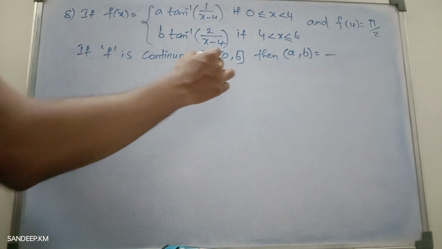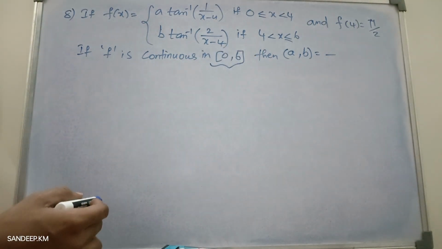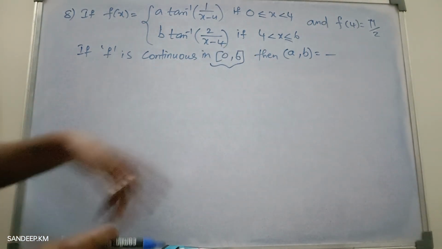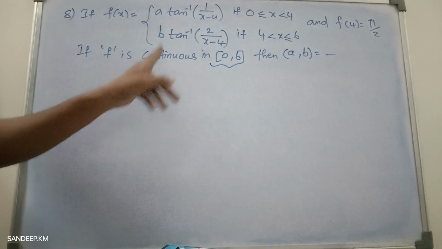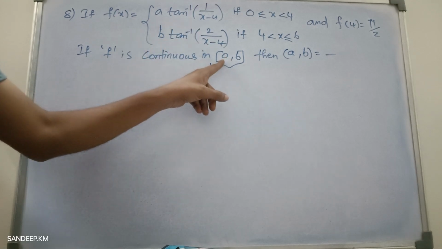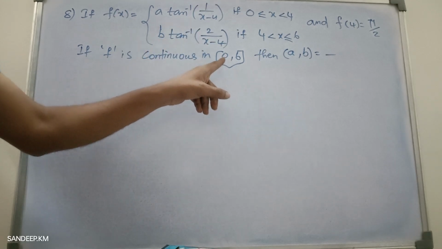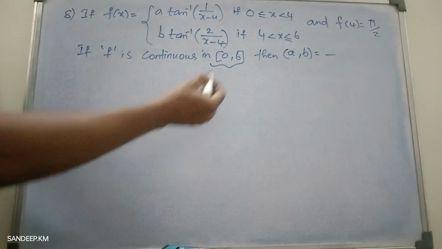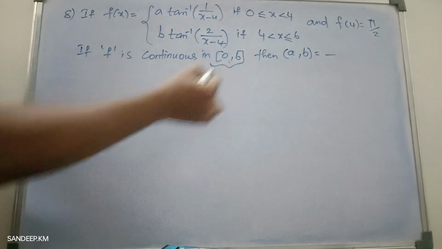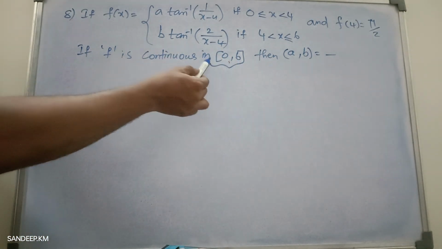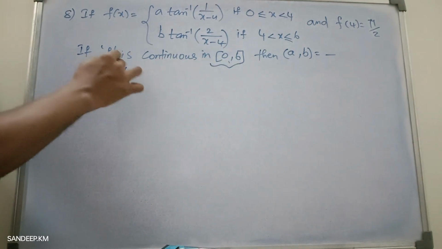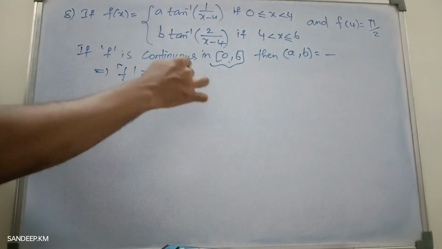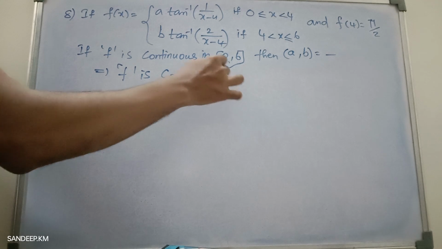Dear students, if f is continuous in the interval from 0 to 6, it means that f is continuous at every number in this domain. Please observe, 4 is a number in this domain. Correct or not? When f is continuous in the interval 0 to 6, I can say that f is also continuous at x is equal to 4.